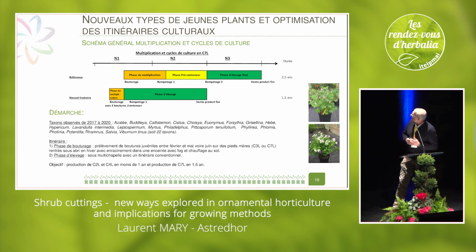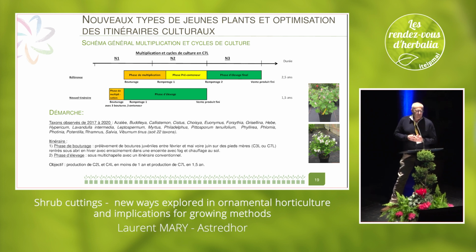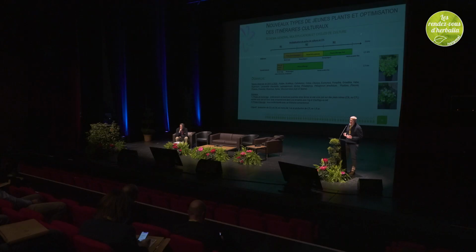So that's the pre-container, which is in yellow. And then you restake them again in their final container for their final breeding phase. So if you want a 7-liter container, it can take over 2 years, 2 years and a half. What we're offering is to have a much shorter multiplication phase and to restake directly in the final container.